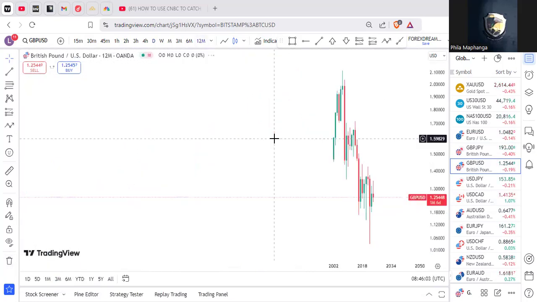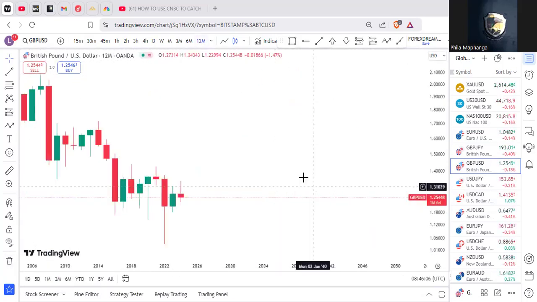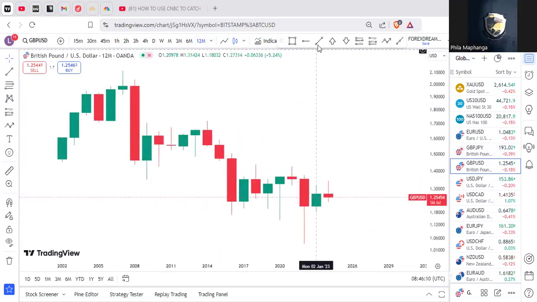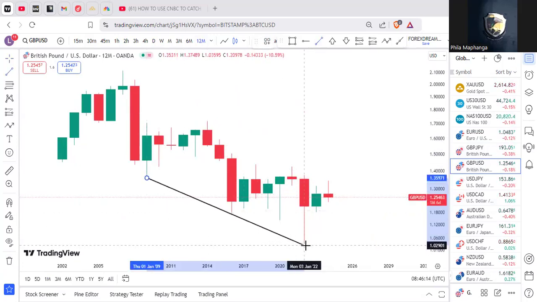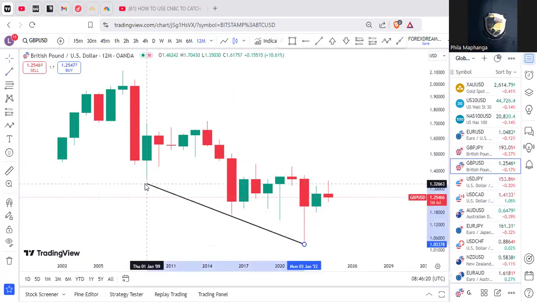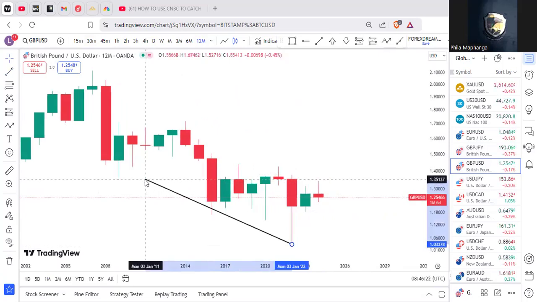Our 12 months, how does it look like? This is 12 months. What is it we have here? A trend line. Let's see if this trend line is accurate again. Tell me, guys, why are you not trading trend lines?